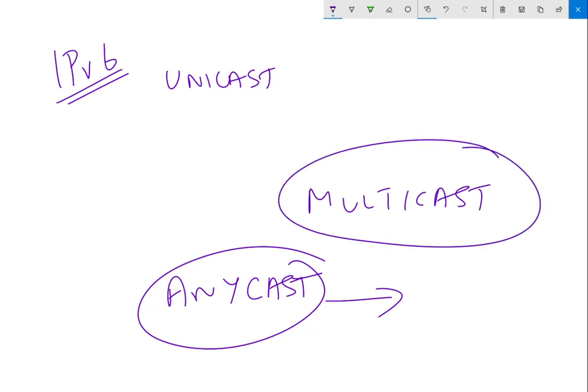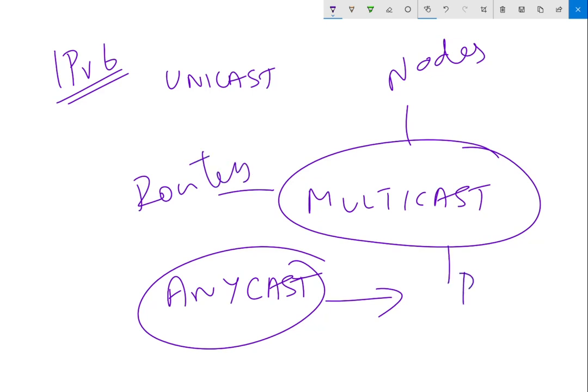You know what a multicast is? Multicast is to send information from one source to a particular group of hosts. In this case, multicast will be used for purposes like communicating with the nodes, communicating with the routers, or communicating with the routing protocols. So for a specific communication from one source to a group of destinations or group of hosts, we go for a multicast.